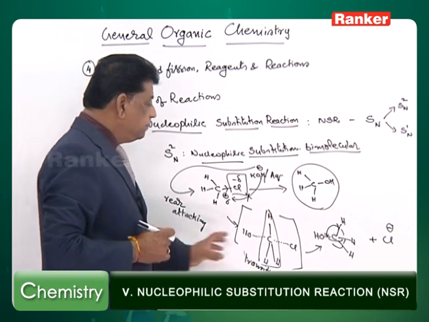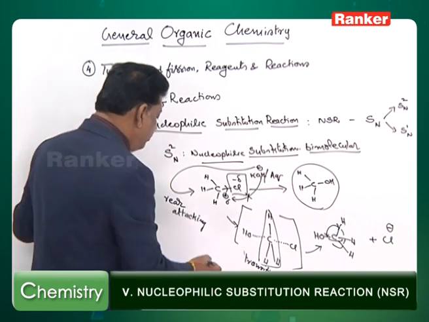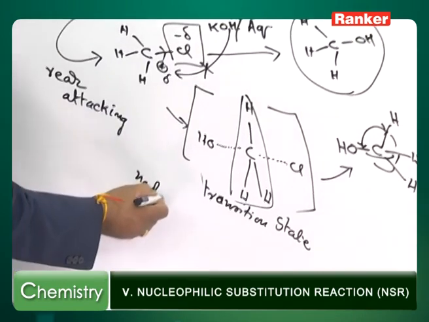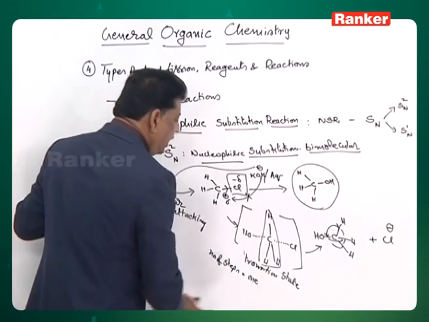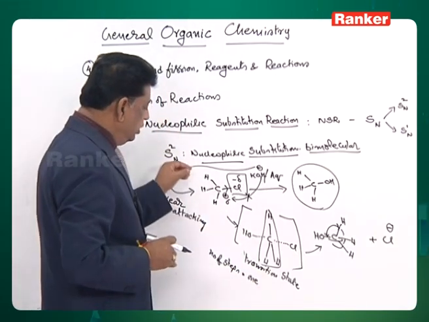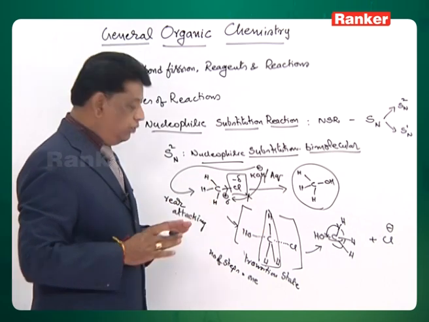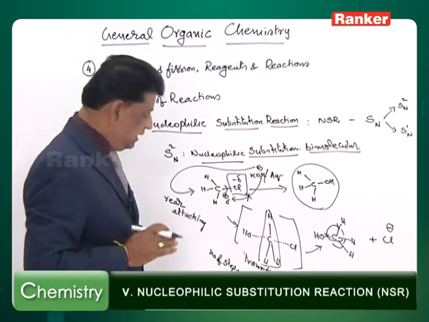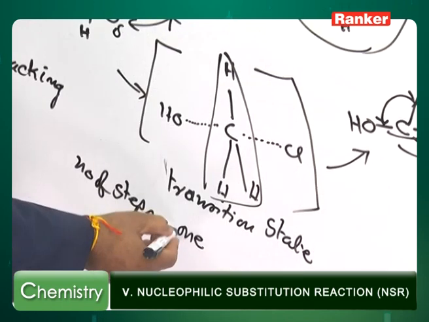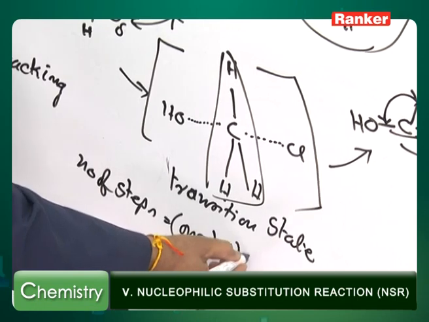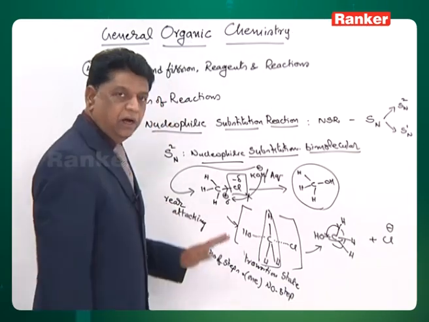However, how many steps are involved? This is all in one step only. How many steps are involved means only one step. Slowly the OH is coming and at the same time the Cl is going out. So there are no more steps involved, the number of steps can be said to be 1, or no stepwise mechanism is involved. Steps are not there here.